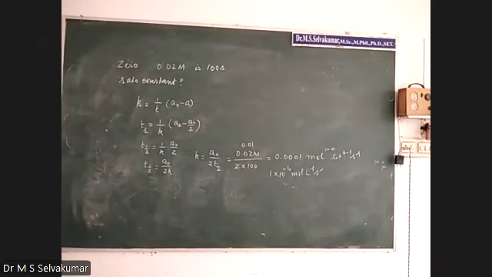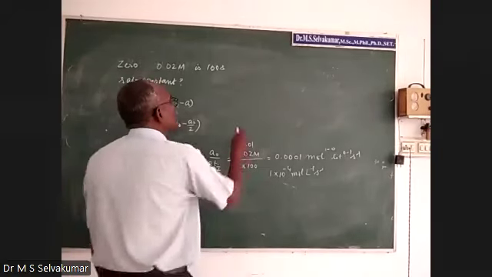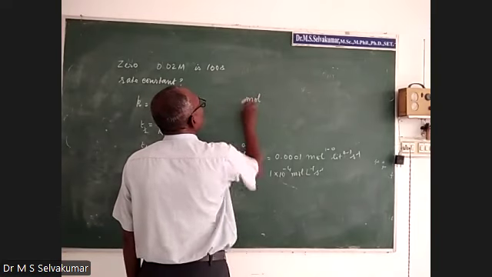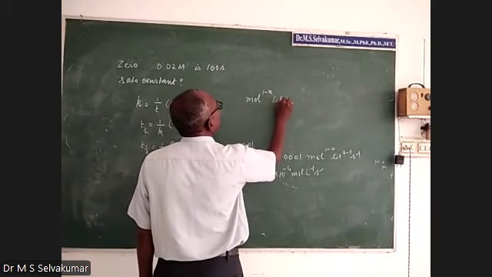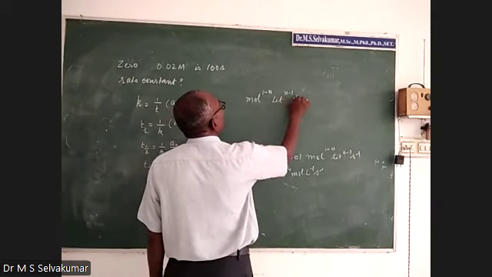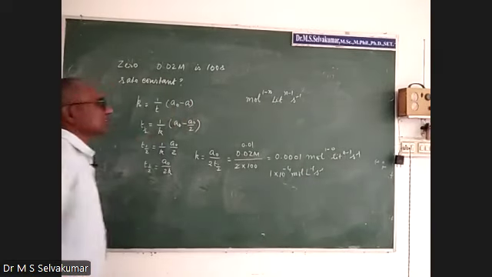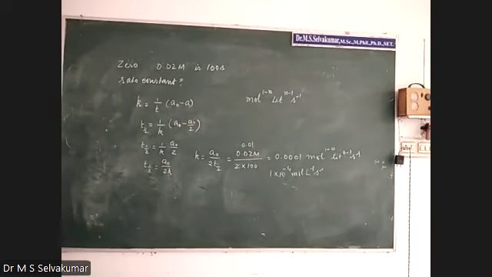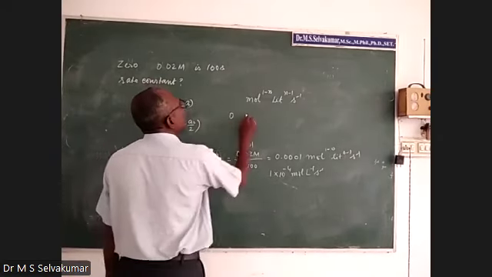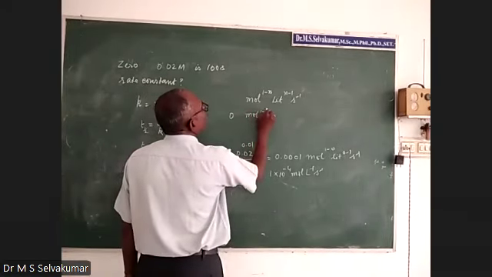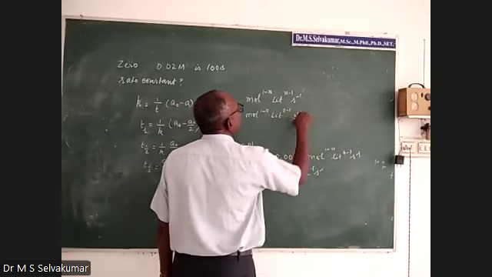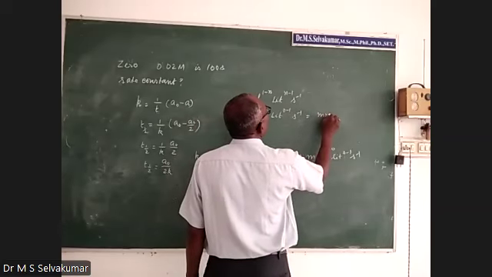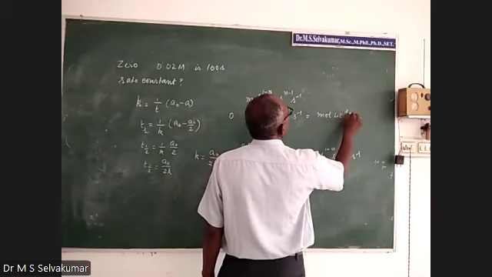The unit for the rate constant is very important. The general expression for the rate constant unit is mole power 1 minus n, liter power n minus 1, per time. In the place of n, you put the order of the reaction. Suppose it is a zero order reaction: mole power 1 minus 0, liter power 0 minus 1, per second. So this is equal to mole per liter per second.